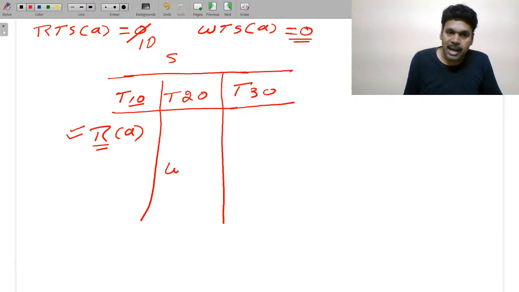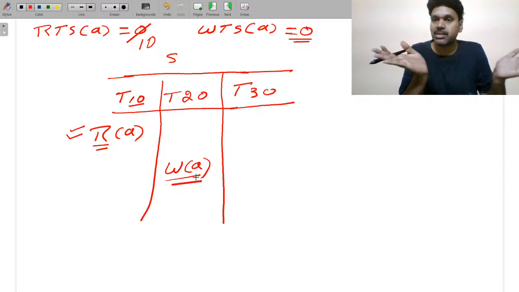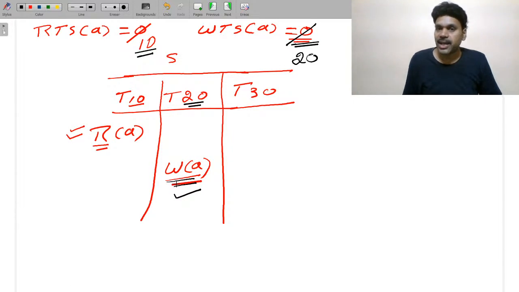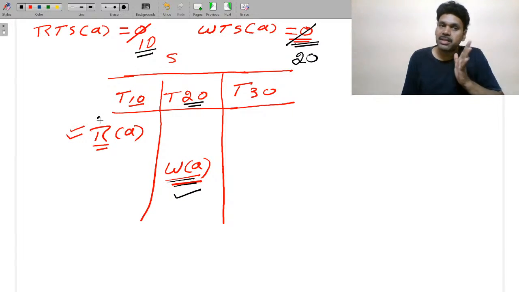Now you observe, I am asking W of A. Listen carefully, friends. Now this W has to check with two timestamps, read as well as write. Now you are coming with a number 20. I am going to check that your 20 is greater than or equal to 10 and your 20 is greater than or equal to 0. Therefore allow this W and update the write timestamp value to 20 as you perform the write action. Write action will update the write timestamp. Read action will update the read timestamp.